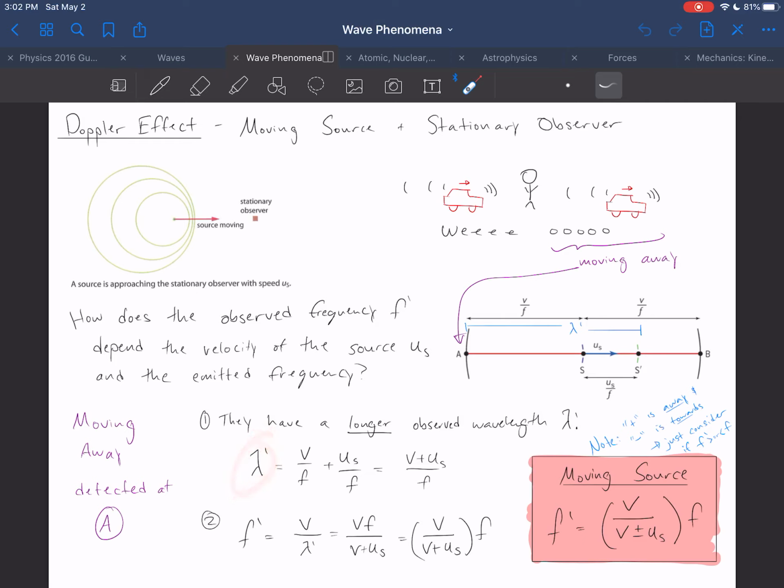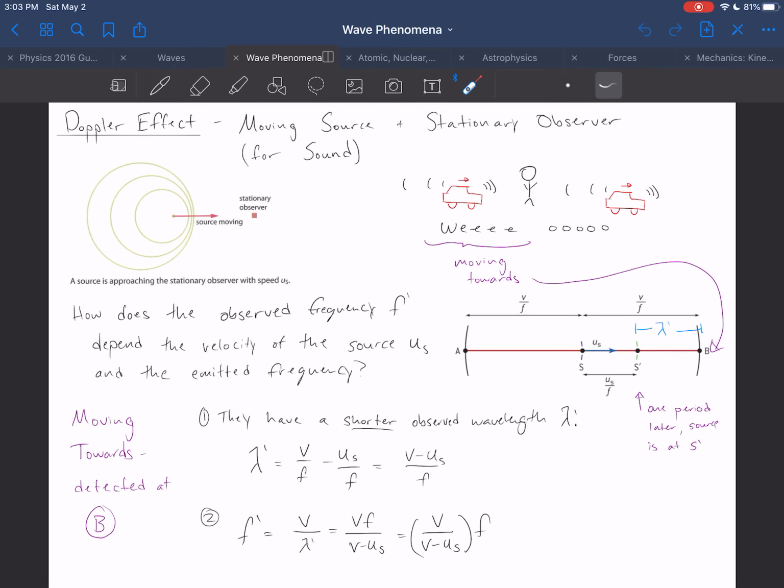So lambda prime is v over f, that's the original wavelength, plus the source velocity divided by f. Notice that this term right here is the same as the velocity of the source times the time period, which is, for me at least, an easier way of understanding why that is a distance. So that right there is the extra distance traveled by the source, and so lambda prime is then equal to v plus u sub s divided by f. In comparing to the previous calculation, we notice that all that has changed in the calculation is a minus sign.